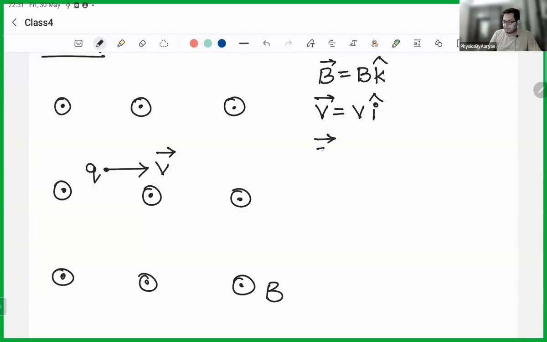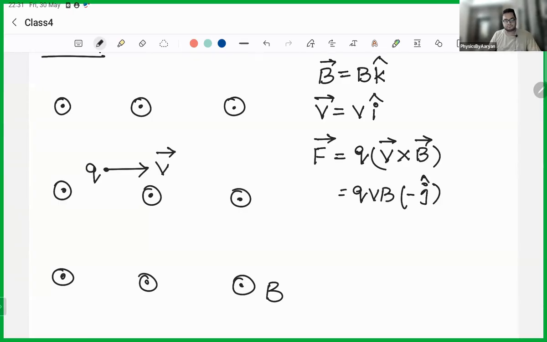Now, if I find the magnetic force, it is going to be q v cross B. So if you do that, you get qvB, and v cross B, that is i cross k, is basically minus j. It means the force is acting downwards. So the force is acting like this, downwards. Minus j cap basically means south.